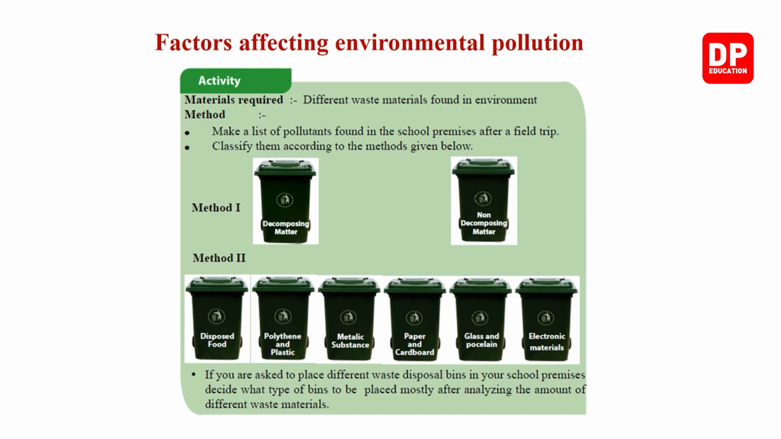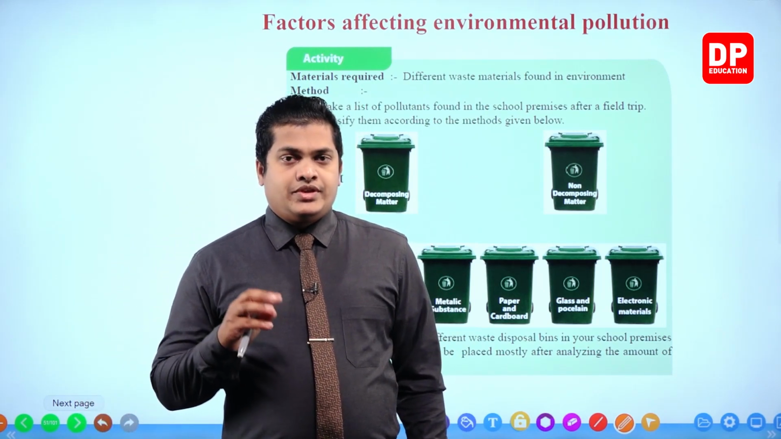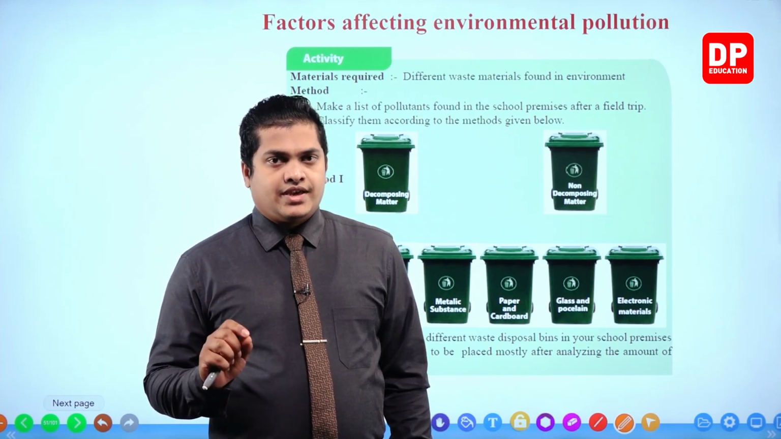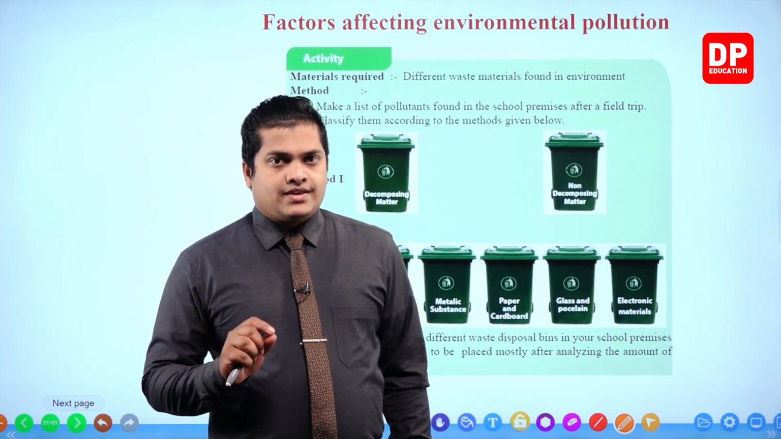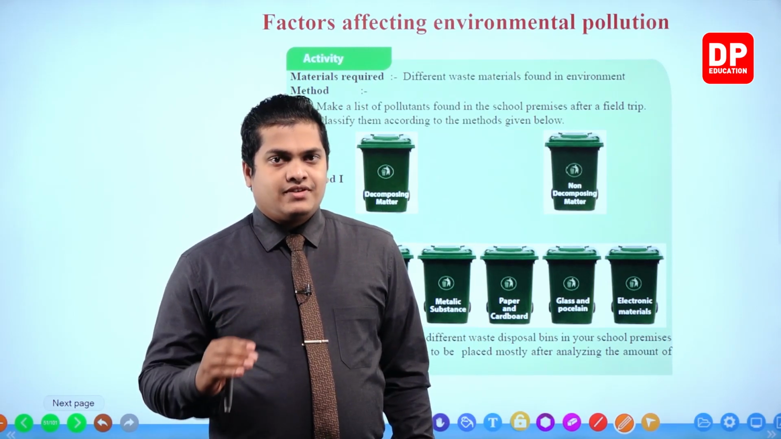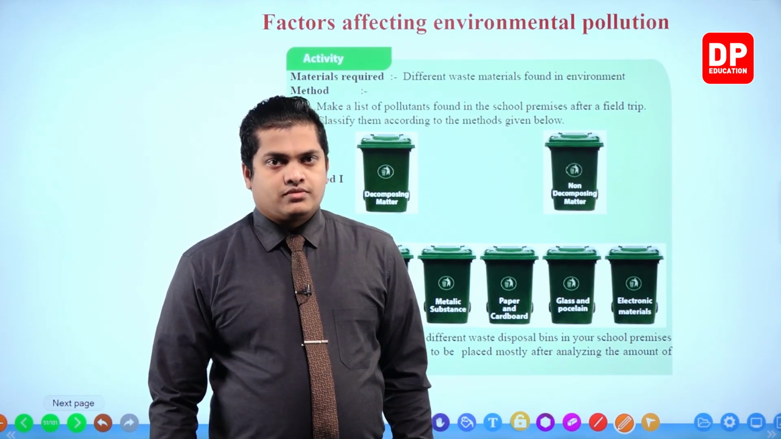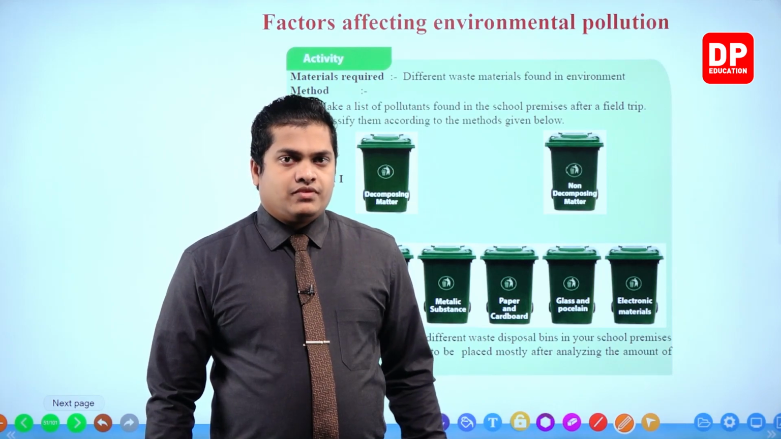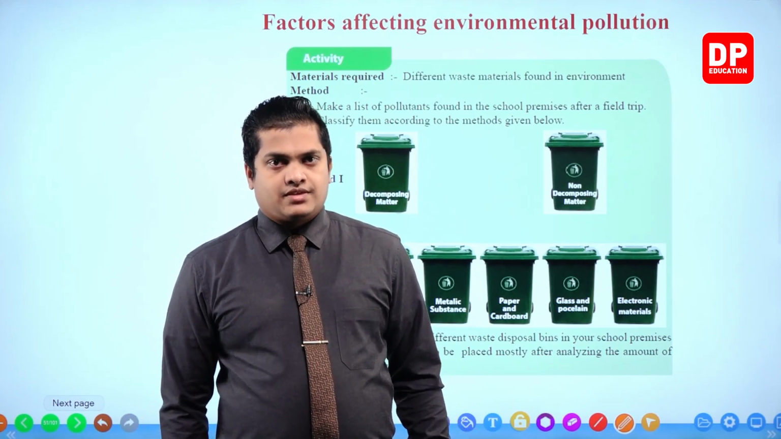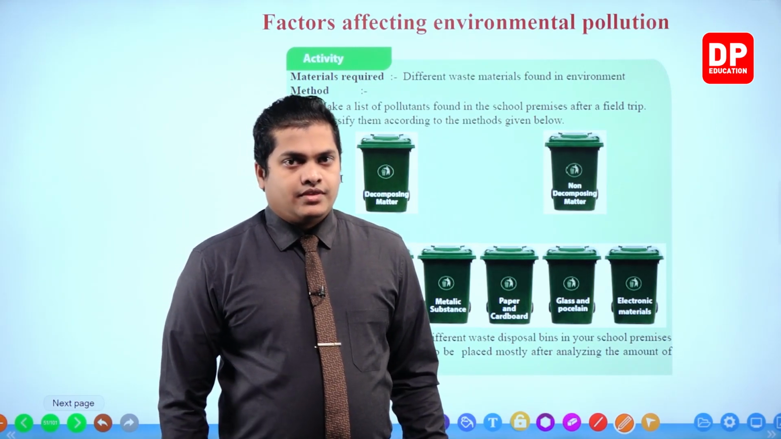So what do you have to do first? First method, you have to go to the outer environment of your school. Then you have to find out or investigate several waste materials which have been added to the environment, and classify these things into decomposing ones and non-decomposable ones, the ones which are not getting decomposed. You have to prepare a list of these things. Then let's see what you have to do.